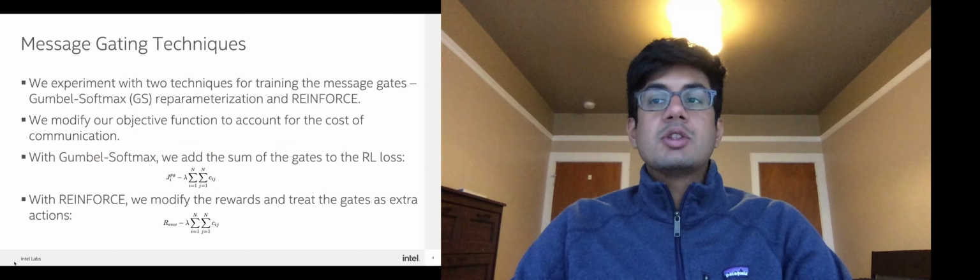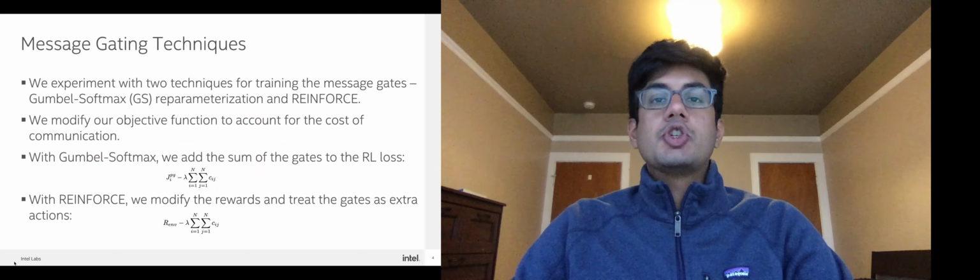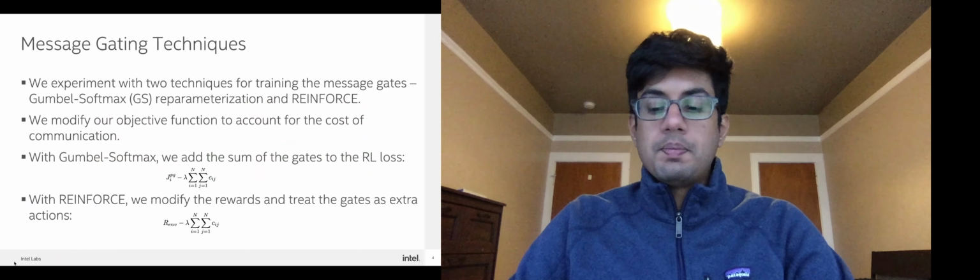With Gumbel softmax, we do this by adding the sum of the gates, weighted by a hyperparameter. Due to the reparameterization, they can be minimized by backpropagation. With reinforce, we treat the gates as additional actions and modify the RL rewards to account for communication cost.